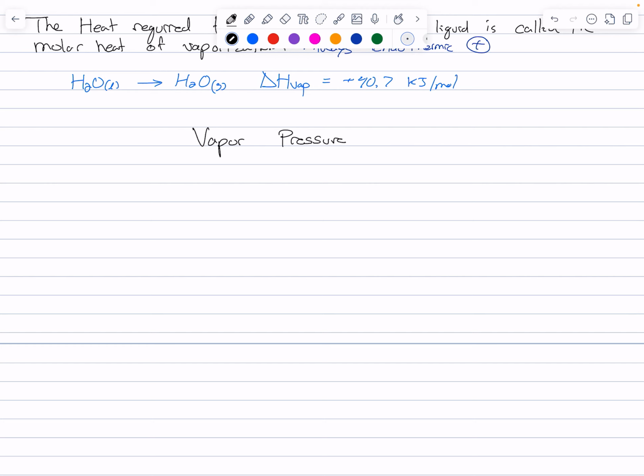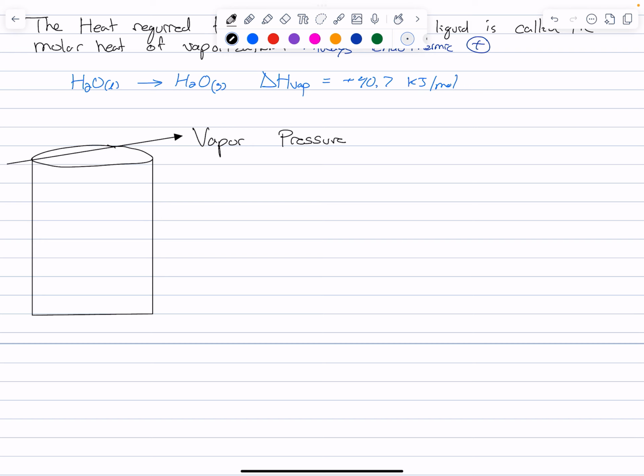And so when we talk about vapor pressure, I had that container here. All right, so we have our container. Let's not have a hole in our container. I don't know why that came in narrow. Sorry about that. Okay, we're going to put a lid on our container. So now we have a lid.